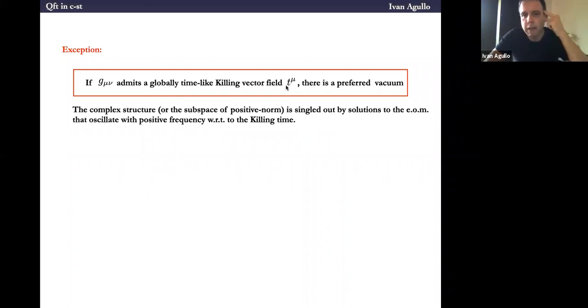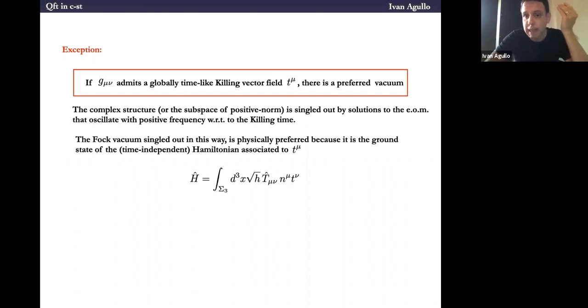And the reason is that if you have a time-like Killing vector field, the time derivative along the Killing direction commutes with the Klein-Gordon differential operator. So you always have solutions with well-defined frequency. And then you have a well-defined notion of positive frequency subspace of the space of solutions, or the phase space, as we have in Minkowski spacetime.